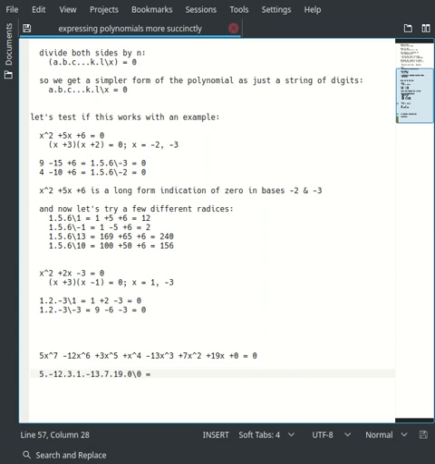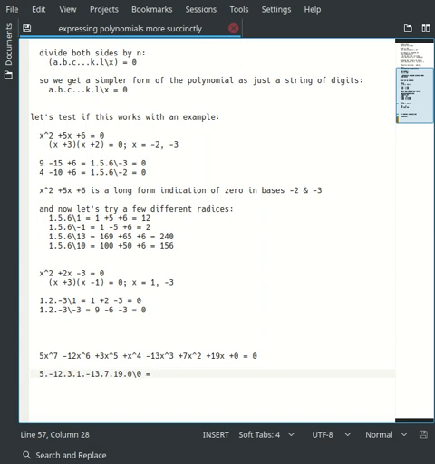So 0 to the 14th is 0. 0 to the 11th is 0. 0 to the pi is 0. But 0 to the 0 is 1. So, if your constant on your polynomial is anything other than 0, 0 cannot be your radix. So we can see that real nicely here.